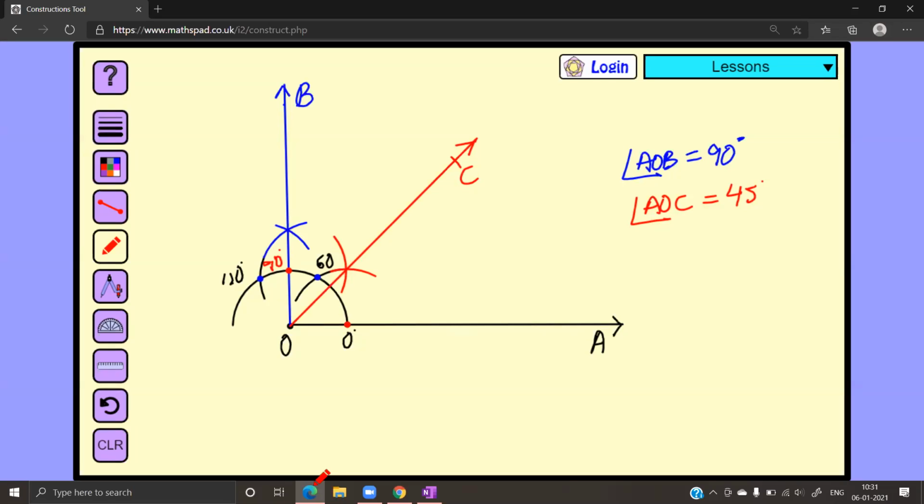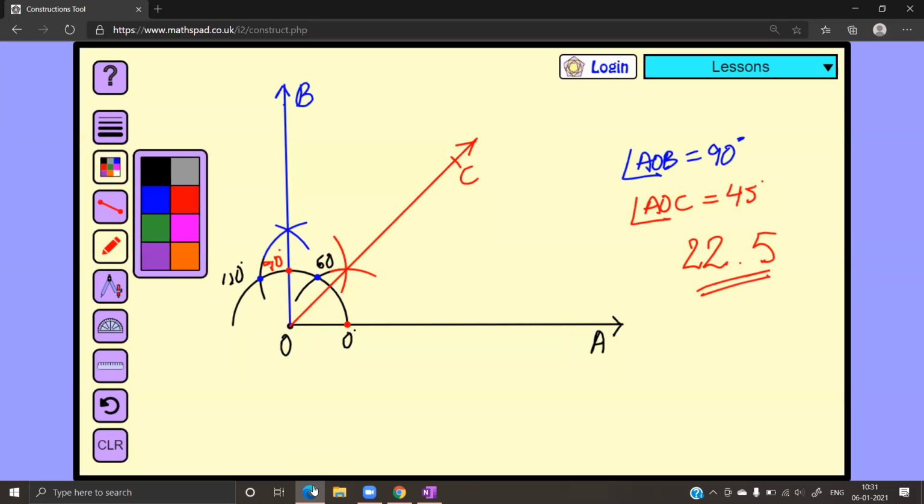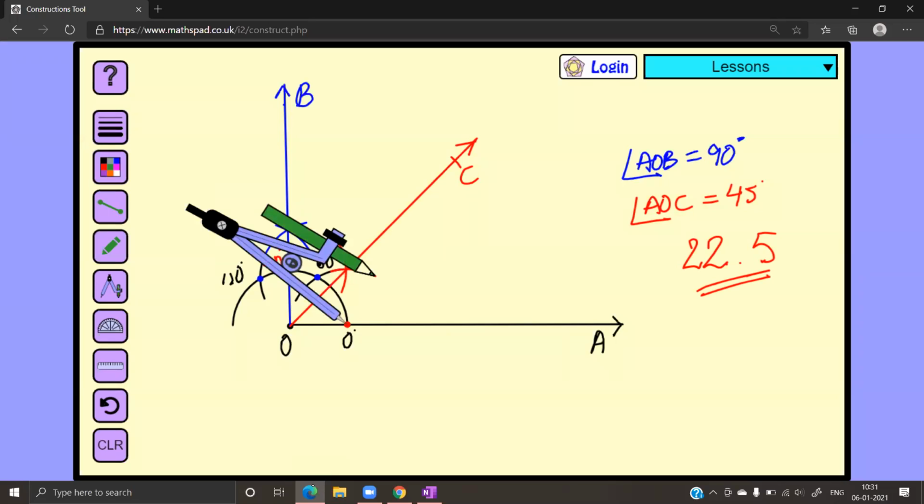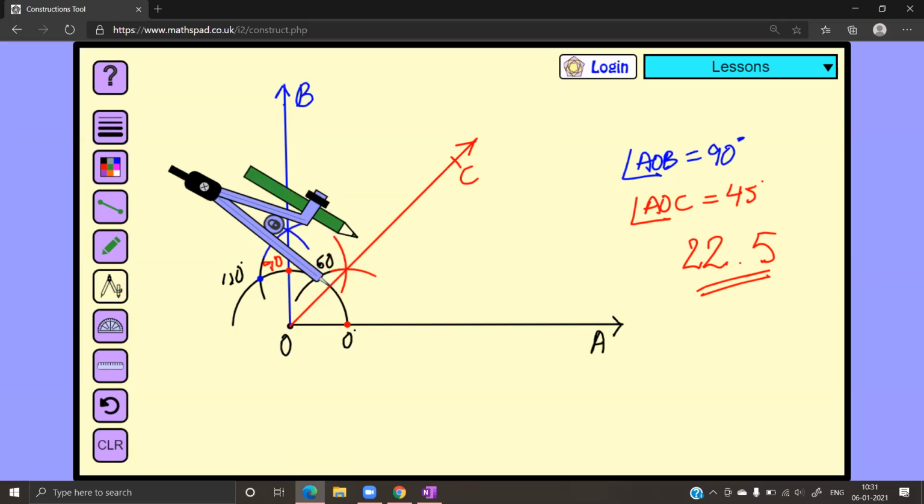So right now, angle AOC, as you can see here, is 45 degrees. If I wanted to construct 22 and a half, अगर मुझे 22 and a half degrees angle बनाना होता, which points would I use? I would be using the point which indicates 45 degrees and 0 degrees. That's correct. This is the point which indicates 45 degrees.